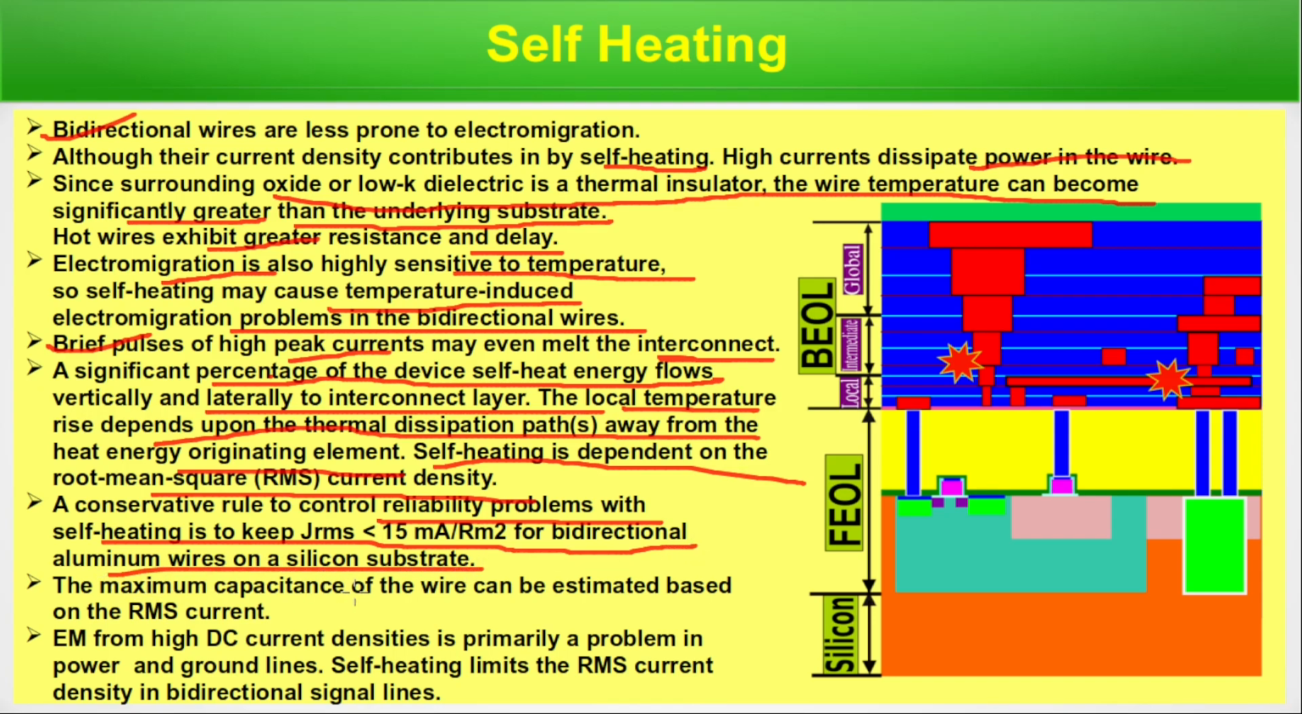So the maximum current capacity of a wire can be estimated based on the IRMS current. Current must be on the lower side. There is a calculation and we must follow that. Electromigration from high DC current densities is primarily a problem in power and ground lines. Self-heating limits the RMS current density in bidirectional signal lines. So this is the self-heating effect. The self-heating effect can also lead to electromigration and failure. So we are done with the self-heating effect and we will move to the next mechanism.